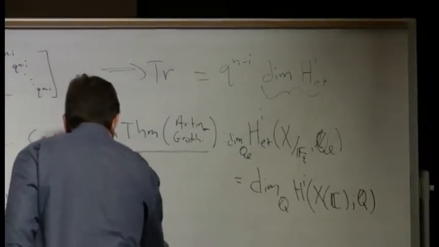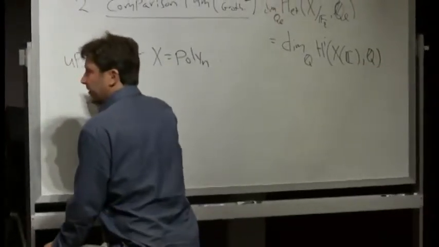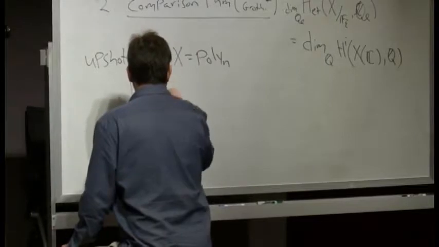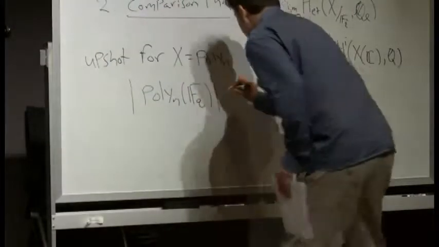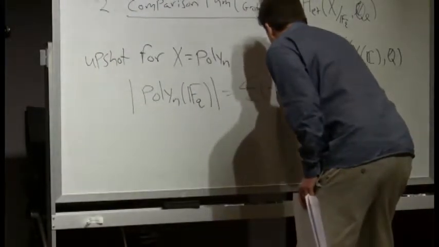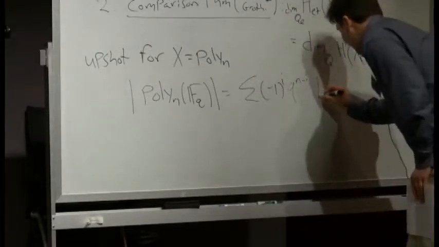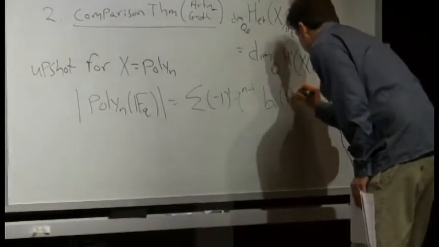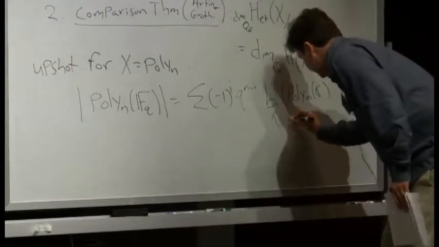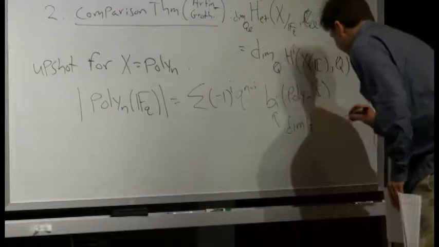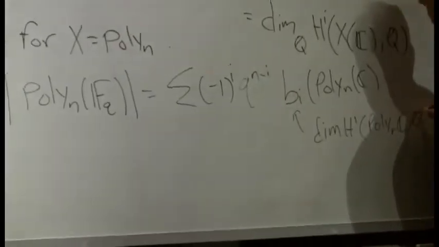And so the upshot for X equals Poly_n is the following formula. The number of F_q points of this variety is an alternating sum of q to the n minus i times just the ith Betti number of the space of polynomials, the ith rational Betti number. That's the dimension, just so I don't have to keep writing that, the dimension of H^i over Q. Its dimension as a rational vector space.